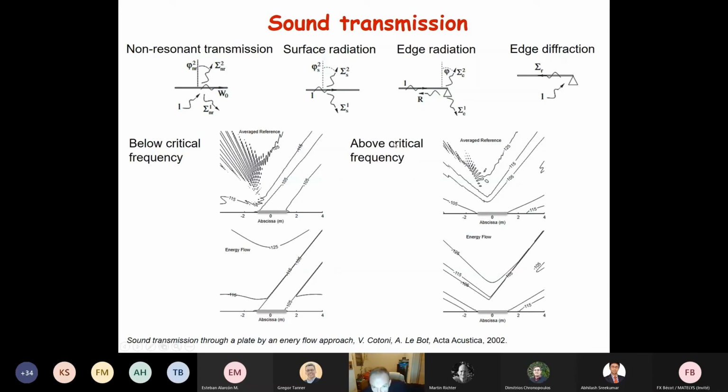Now, the same comparison, but above the critical frequency. Above the critical frequency, of course, we again observe the strip at minus 105 degrees, but we also have surface radiation, and this is why we obtain two new strips at 115 degrees. And as you can see, the comparison between the exact calculation and the solution of the functional equation is quite good, except that we cannot, of course, predict the rapid fluctuations of the field.